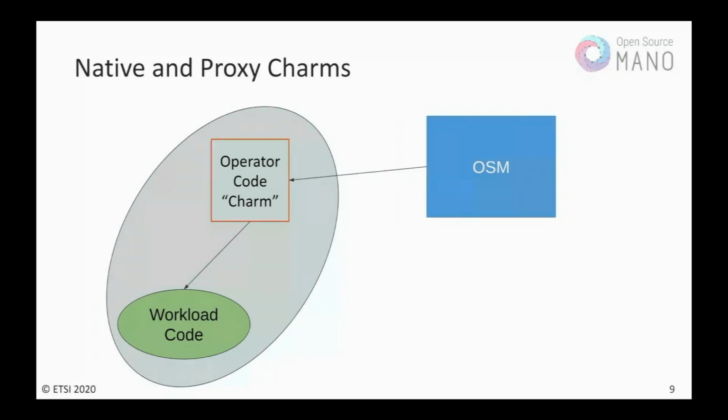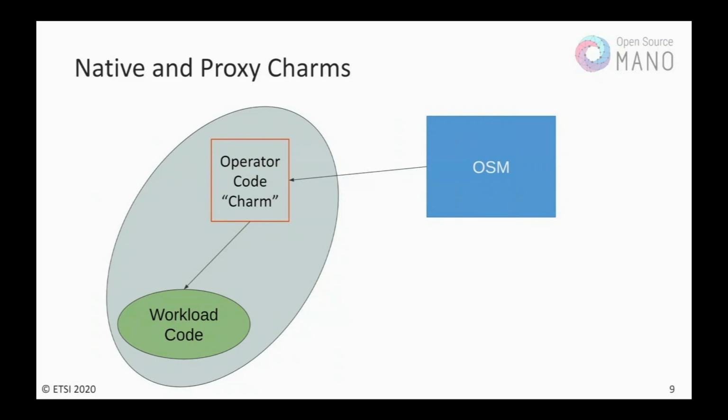So let me just say this differently. Imagine your workload code is an app that you can install. So it's an app on CentOS, or it's an app on Windows, or it's an app on Ubuntu. Then you can create a clean machine, and you can install the app, the workload code, and you can install the operator code, the charm, in that same machine. That's very much like having an application and Ansible on the same machine to modify the configuration of the application. Right? In that case, you have what we call a native charm.